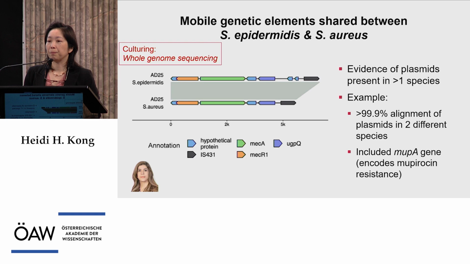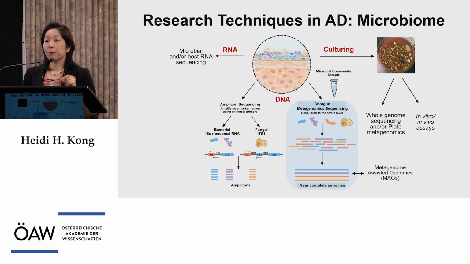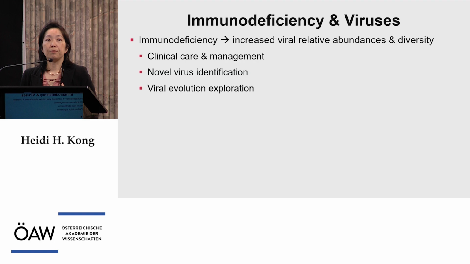So now I'm just going to wrap up and talk about RNA sequencing again from the microbial standpoint. We previously have shown using DNA sequencing that some patients with immunodeficiency can have increased viromes, or high viral relative abundances and diversity. Because the NIH Clinical Center is a mecca for primary immunodeficiency patients or inborn errors of immunity, we've been studying these patients, because it potentially allows us to identify ways to inform clinical care management.